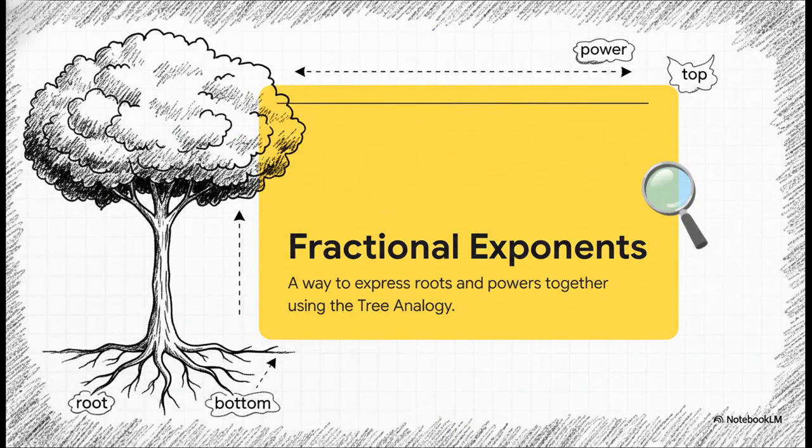And we break down that code using something called fractional exponents. Now, to make this super easy to remember, let's use what I like to call the tree analogy. Think of a fraction like a tree. The exponent's power, that's like the leaves, soaring high up top. And the root, well, just like a real tree, the roots go down in the dirt, right on the bottom. It's that simple. Power on top, root on the bottom.